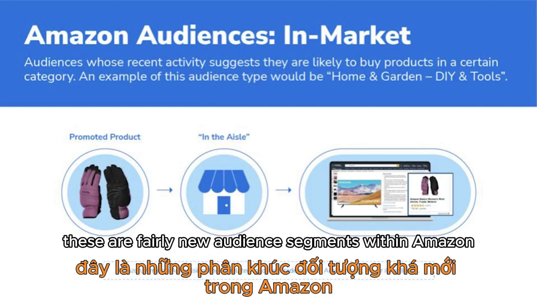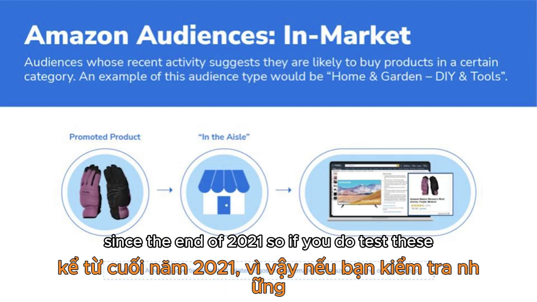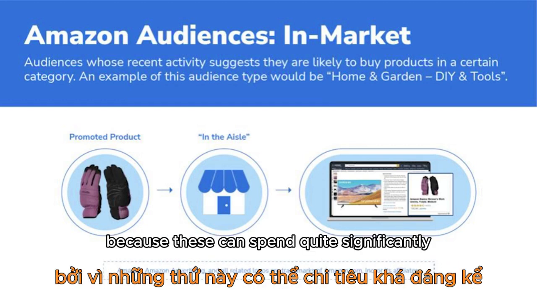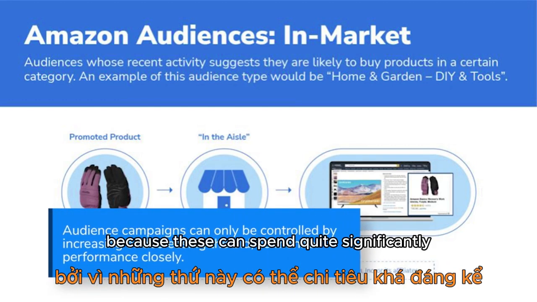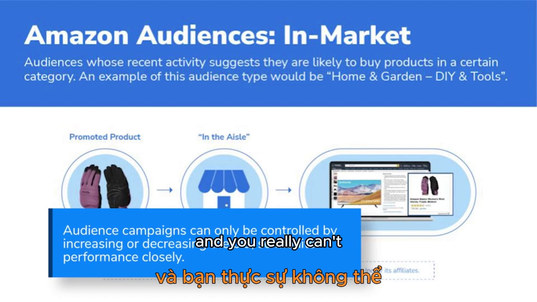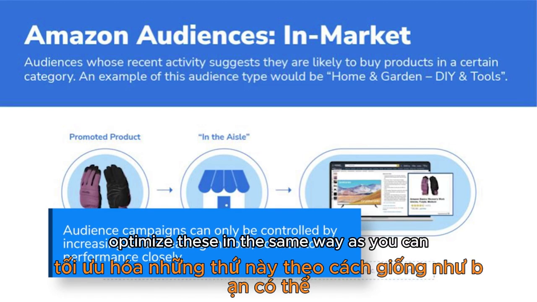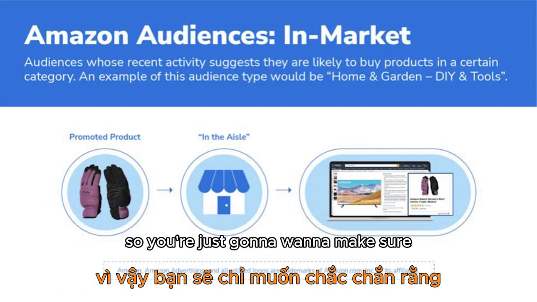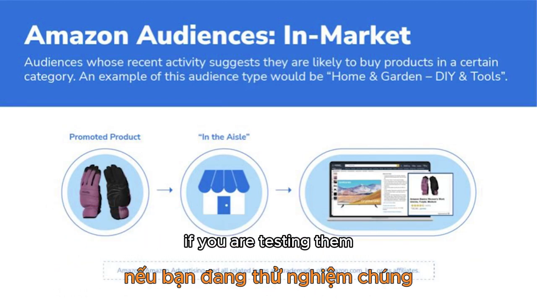Now, these are fairly new audience segments within Amazon since the end of 2021. So if you do test these, make sure you're looking at the data because these can spend quite significantly if you don't pay attention to them. And you really can't optimize these in the same way as you can campaigns with keywords. So you're going to want to make sure that you're looking at these regularly if you are testing them.